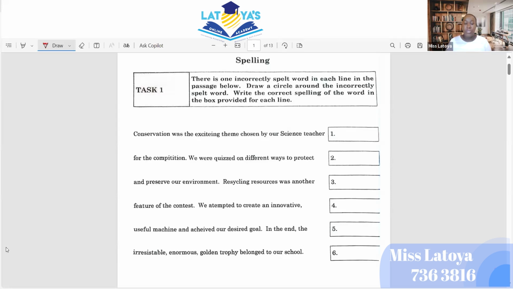So the first thing we're going to do is read the paragraph. Conservation was the exciting theme chosen by our science teacher for the competition. We were quizzed on different ways to protect and preserve our environment. Recycling resources was another feature of the contest. We attempted to create an innovative, useful machine and achieved our desired goal. In the end, the irresistible, enormous golden trophy belonged to our school. So now that we have finished reading it, we are going to identify our spelling errors.